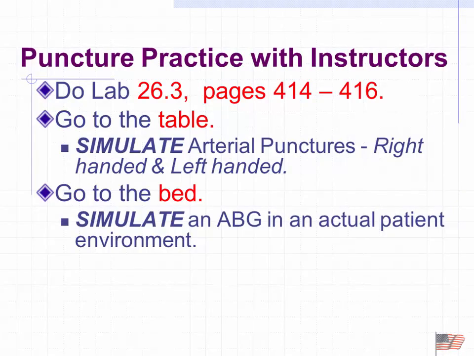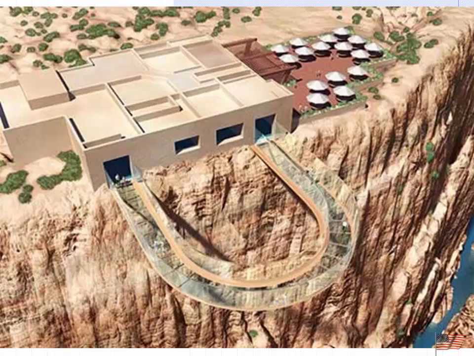So we're going to use the simulated arterial puncture on our arms that we have back here. I encourage you to try both right and left-handed. Become proficient both ways, because you may be in a situation where you have to do it one way or the other. Okay? And we can actually lay the arm into bed so you can get a practice there.